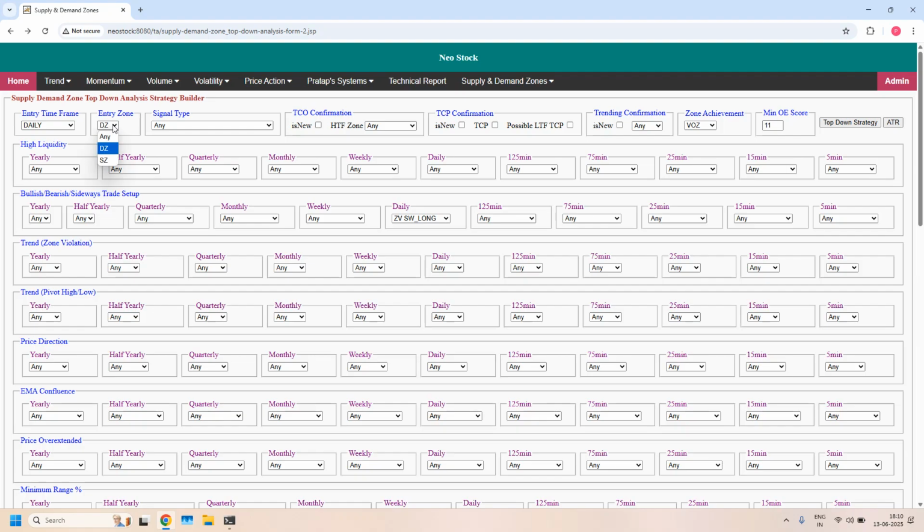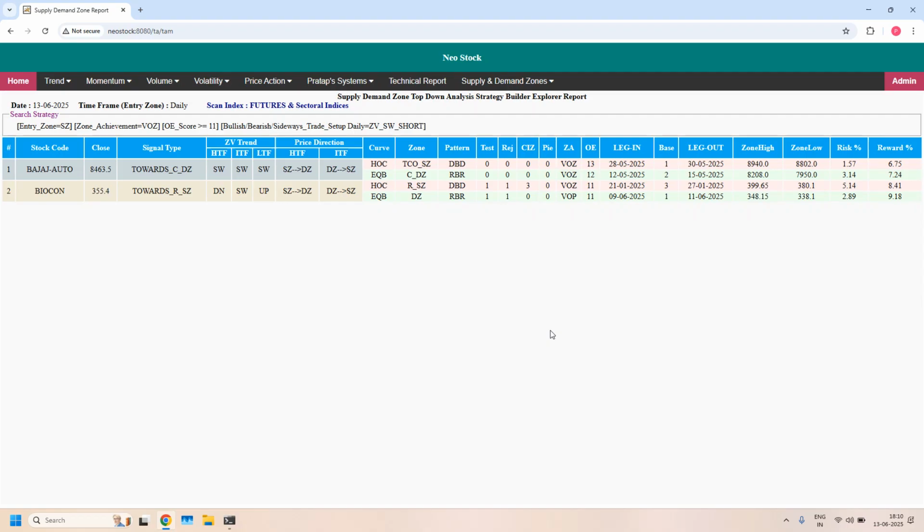The changes are daily supply zone, and one more change, sideways short trade setup. This time both these filters are applied to daily supply zone. Let's filter. We got 2 stocks supporting sideways short trade setup. Entry time frame zones are daily supply zones. This is already tested once.